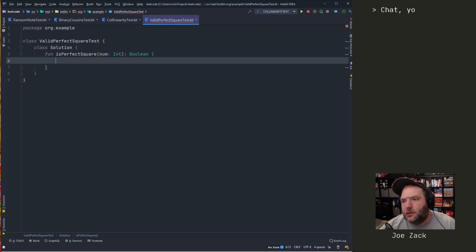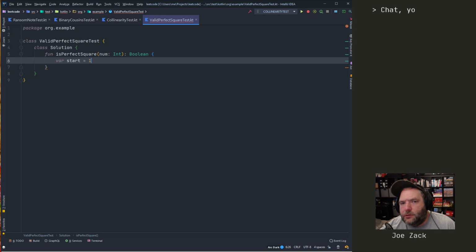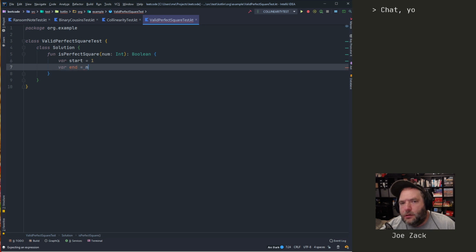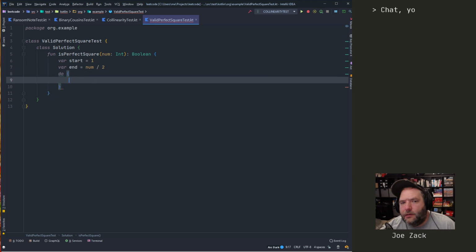So we'll do a standard BST. Start equals 1. End equals num divided by 2. And then I forget how we know when we're at the end. Let's see. And there's potentially an overflow here. So we have to be careful with how we figure out the middle of these two numbers.